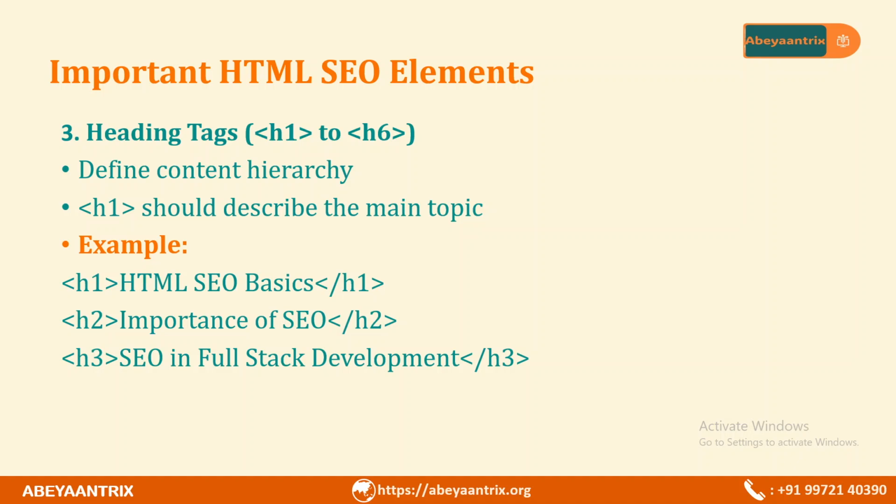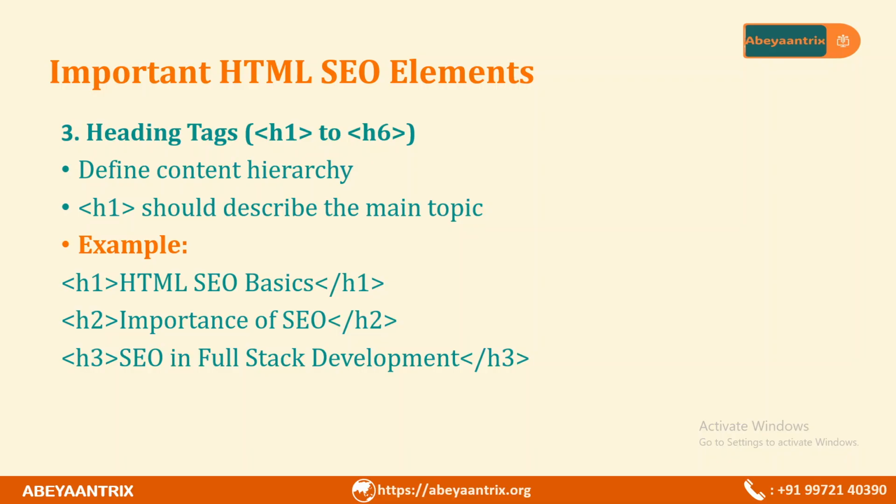Next, paragraph text and text formatting. The P tag creates a paragraph, while tags like strong add emphasis for SEO. So use these semantic tags instead of just bold and italic, because they tell search engines what's important.